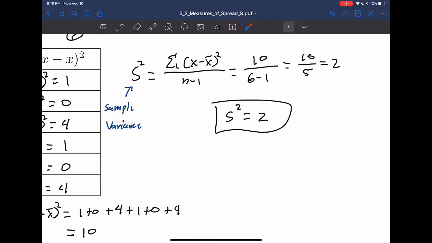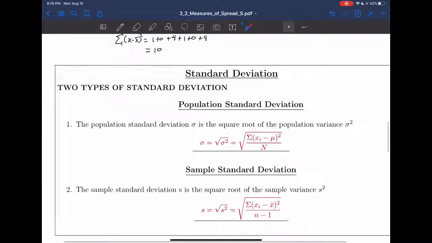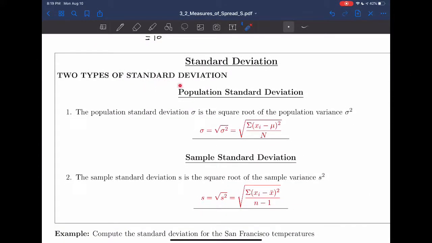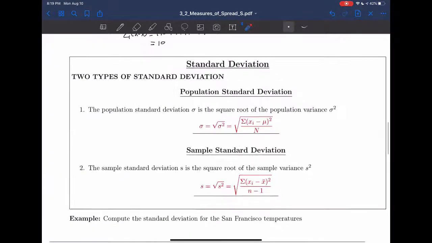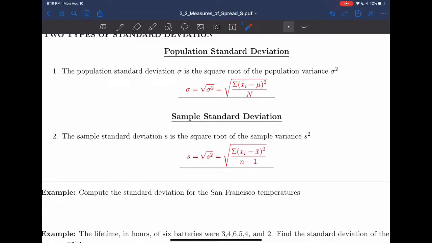So variance can help you identify spread in your data, but it's kind of difficult to interpret this in a real world setting. So that's why we use standard deviation. And again, with standard deviation, there's 2 types: population standard deviation and sample standard deviation. And this is pretty straightforward because once you know variance, your standard deviation is just taking the square root of that value. And very similarly, you take the square root of your sample variance, and that will give you your standard deviation.